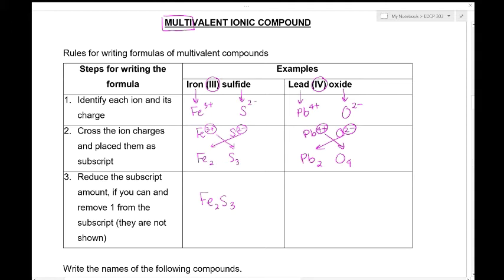Now, I'm going to rewrite Pb2O4 over here. The 2 and 4 can be reduced, similar to 2 over 4 in math as a fraction, which can be reduced to 1 over 2. Therefore, we can simply reduce this to Pb1O2. Remember, we don't write 1. Therefore, our final answer is PbO2.